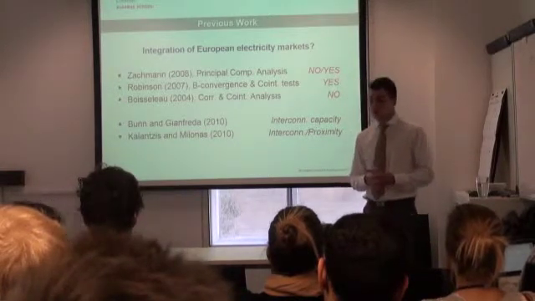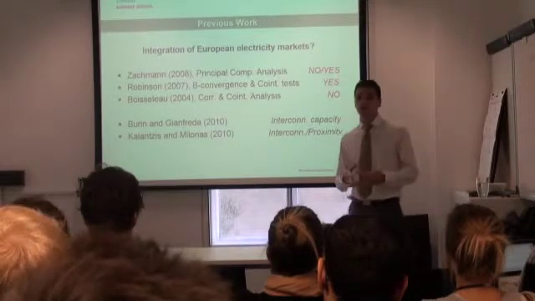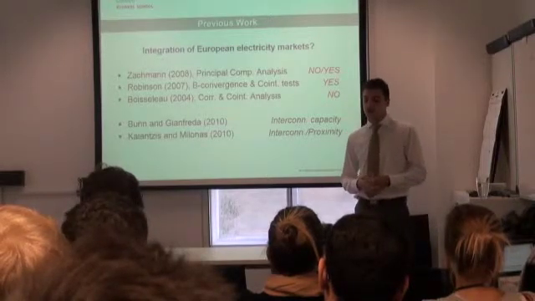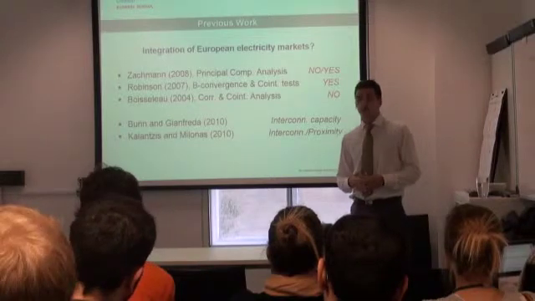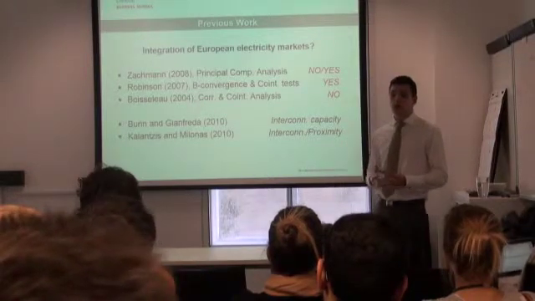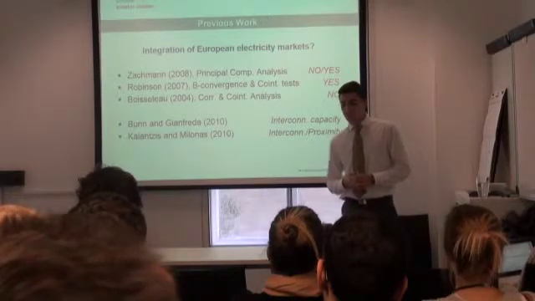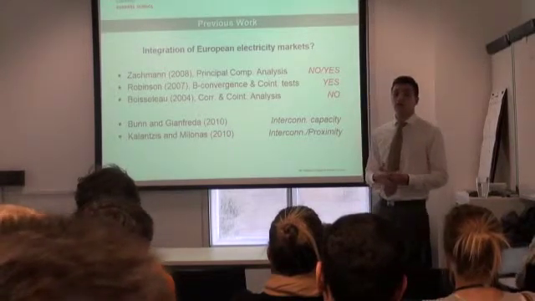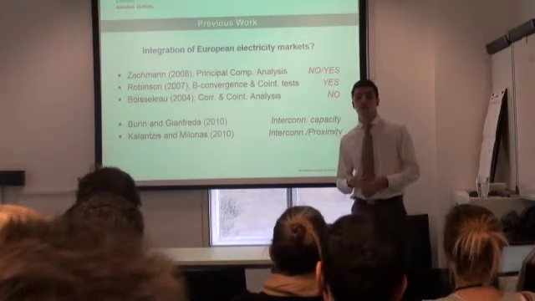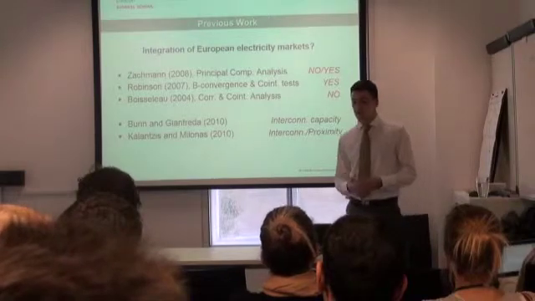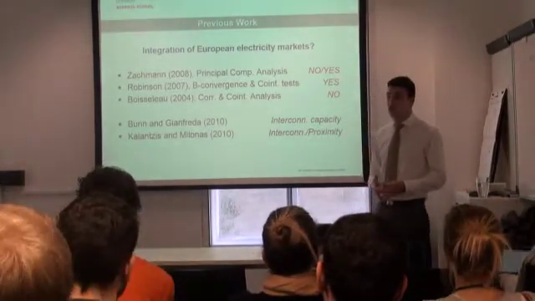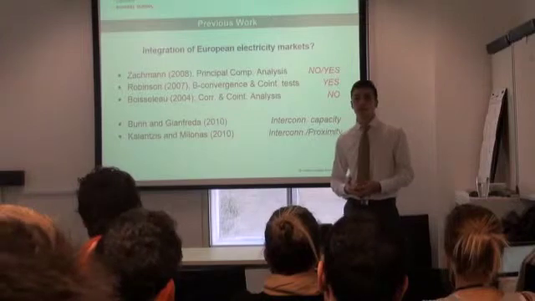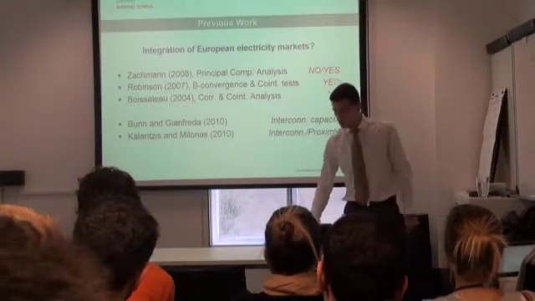Robinson, 2007, using a beta convergence and co-integration test, found instead that yes, electricity markets in Europe are indeed integrating, while Bosco, 2004, used a correlation and co-integration analysis only to find that no, electricity markets in Europe are not integrating. Balaguer and Ripoll, 2010, instead found that interconnector capacity was able to explain market integration in Europe. And similarly, Kalantzis and Milonas, 2010, found that not only interconnection capacity can explain whether electricity markets are integrated, but also proximity of the countries under analysis.